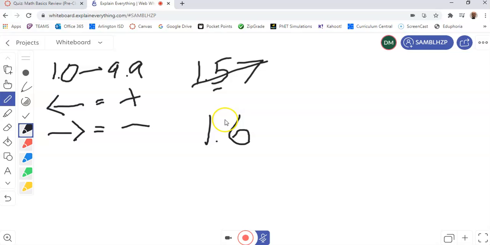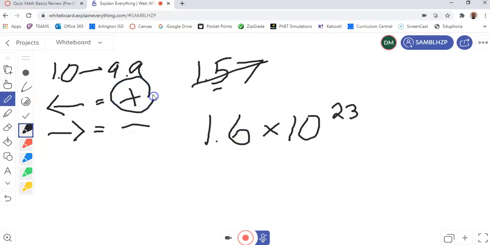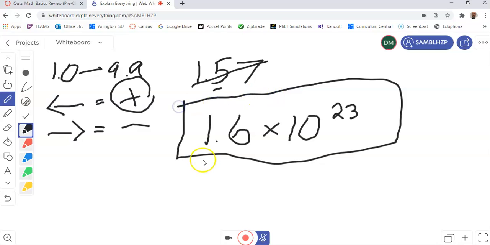So go back to our board. 1.6 times 10 to the 23rd power. And we moved to the left, so our exponent is going to be positive. So our final answer for this question would be 1.6 times 10 to the 23rd. I'm sure you've done this before, but just a refresher.